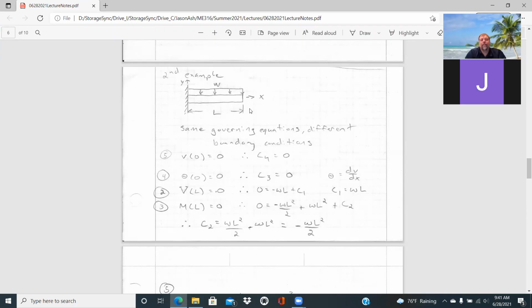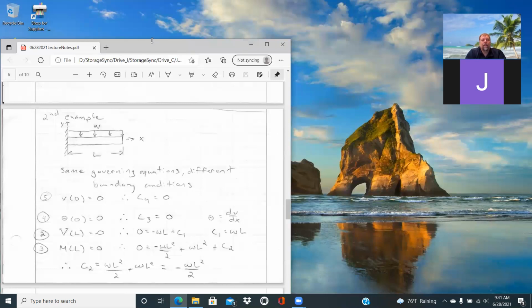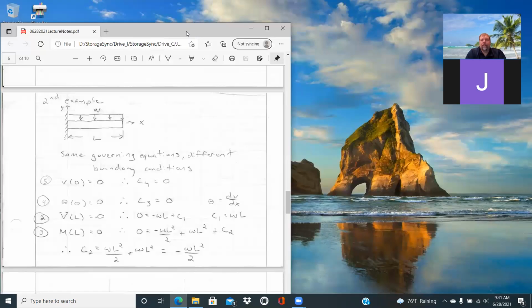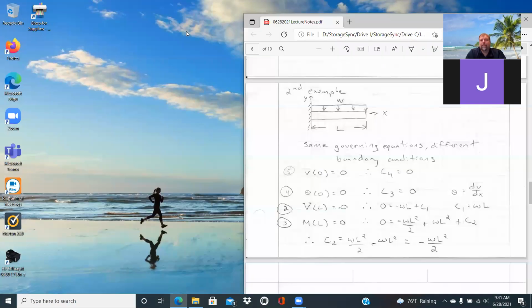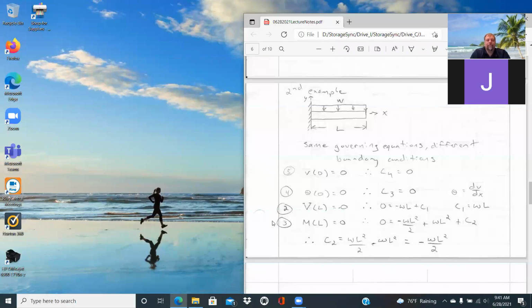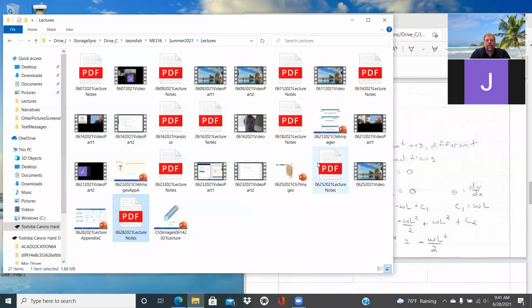these boundary conditions. And so I'm going to bring up another view of that so we can look at the governing equations side by side as we're going through and doing this.